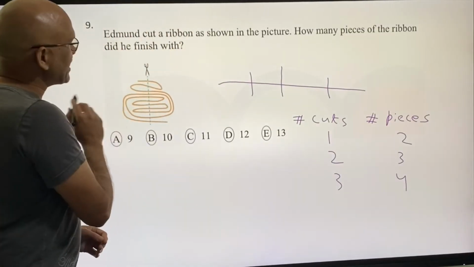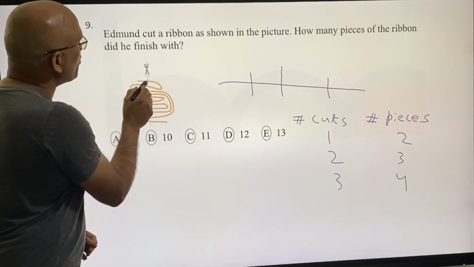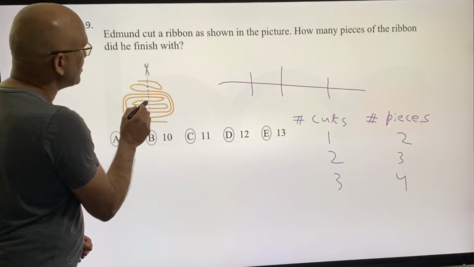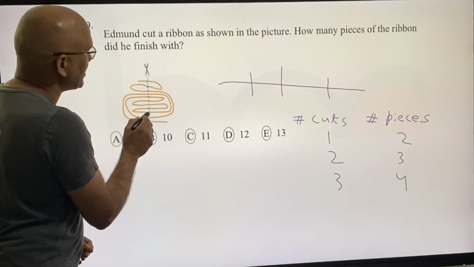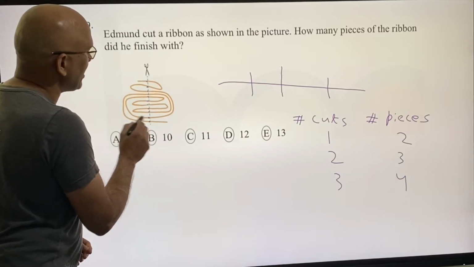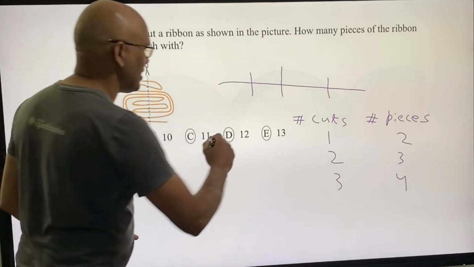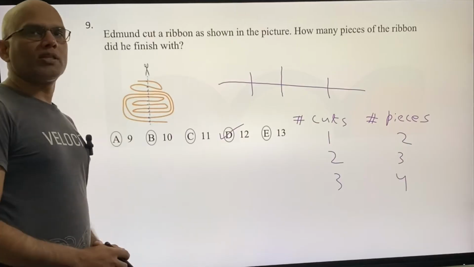So here in this case we can count how many cuts are there. 1, 2, 3, 4, 5, 6, 7, 8, 9, 10, 11. So there are 11 cuts. So we must end up with 12 pieces. Then again, D is the correct choice.